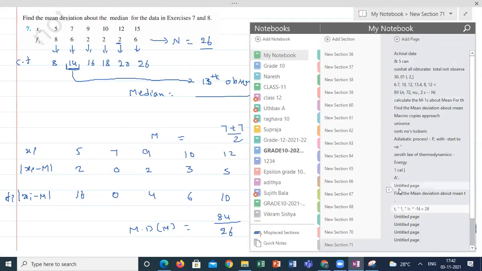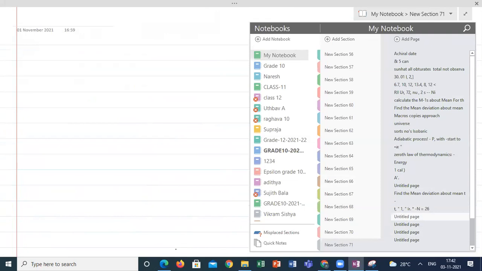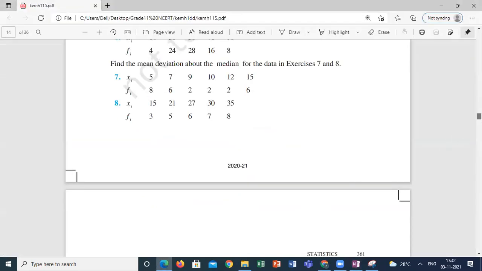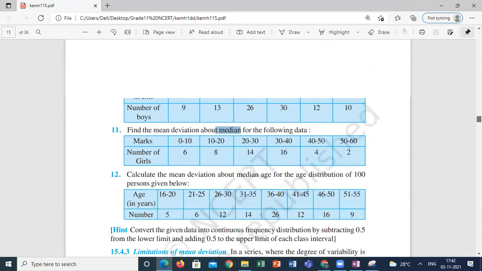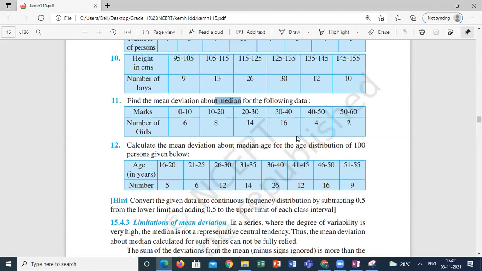I'm moving to the next question. The next question is also the same, but they gave the class intervals here. Questions 11 and 12 ask about the median, and this one asks about the mean. So here also we will do one question and wind up the session. In the next class we are going to do the limitations of the mean deviation and how you can overcome these limitations. So we'll go through question number 9.